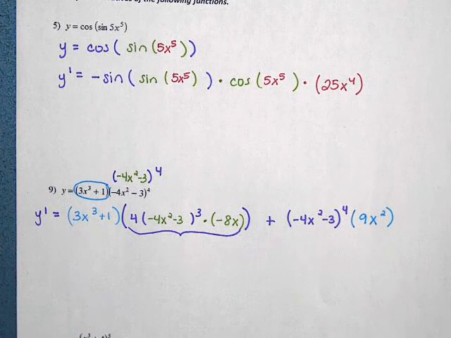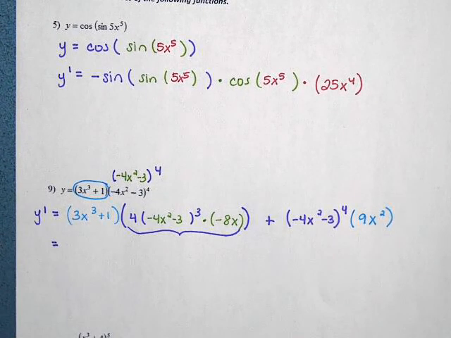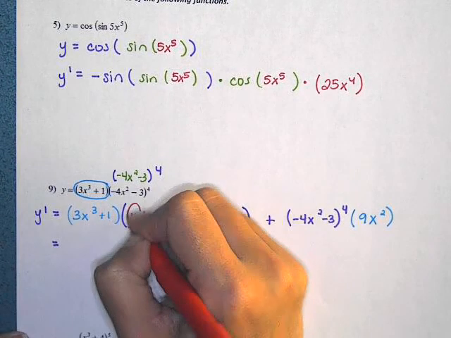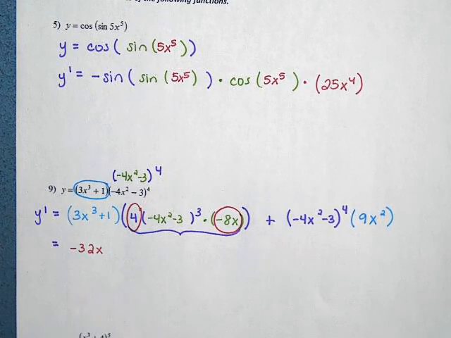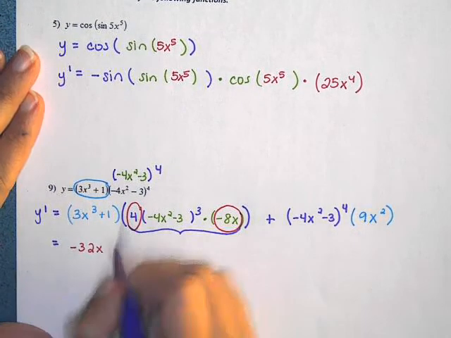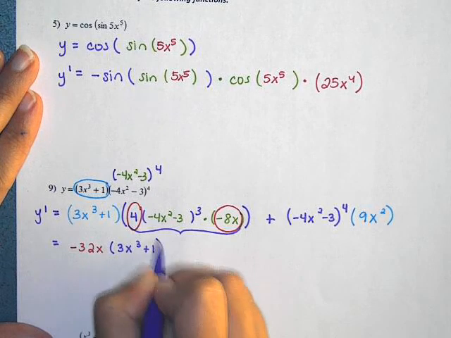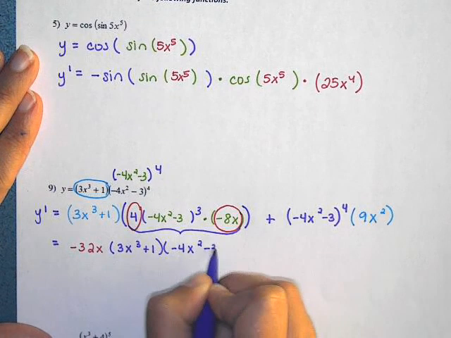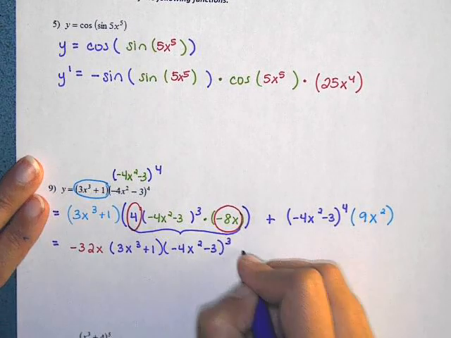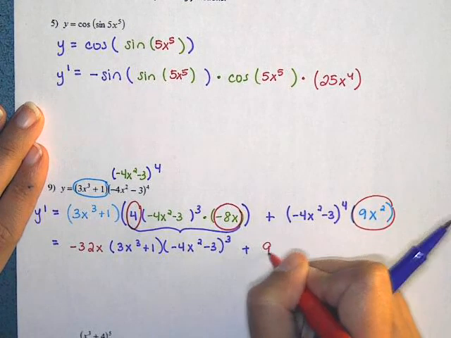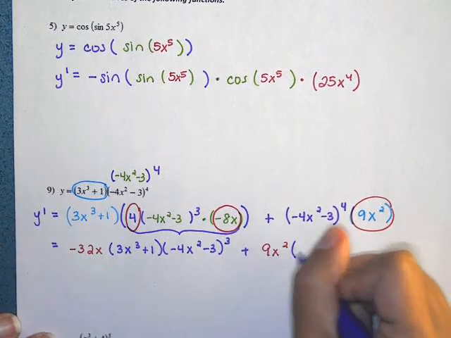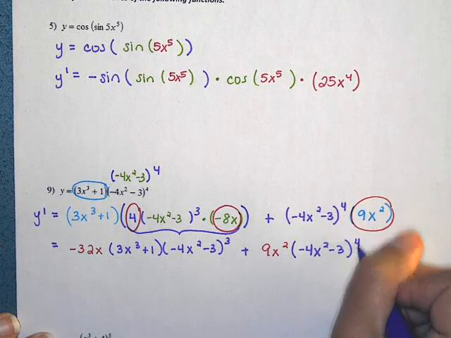Now let's simplify a little bit. And it is important that we practice algebraing and simplifying here because on the AP test, when it's a multiple choice question, you want to make sure you can identify the correct answer choice. I'm going to take the 4 and the negative 8x and move them to the beginning. So negative 32x. And then I'm just going to copy down the rest of the problem. So I'm going to have 3x to the third plus 1 times negative 4x squared minus 3 to the third power. Plus, now I'm just going to take the 9x squared and move it to the beginning. Negative 4x squared minus 3 to the fourth power.